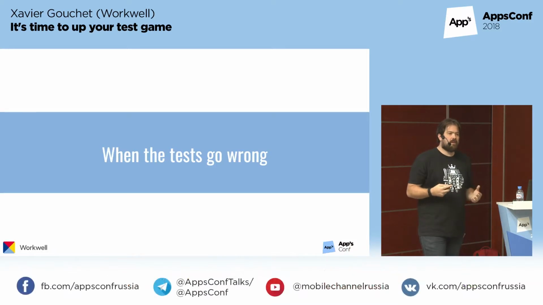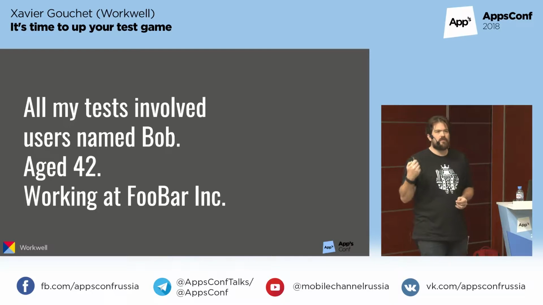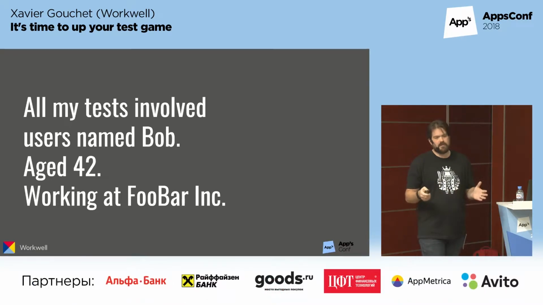So now we're going to see some ways that tests can go wrong. And this is very important to have in mind because writing tests is code, and so it can go wrong. One of the things that I had in the past is that all my tests involve users named Bob, age 42, working at the same Foobar Inc. I mean, this is a sample, but you use test data and you say, okay, my test data is going to be 1, it's going to be 7, it's going to be my lucky number, and you're going to use it everywhere in your tests.